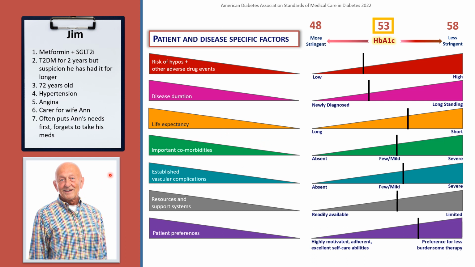Nice guidance. What they say is if your patient's on a drug that can cause a hypo, set it at 53. If they're not, set it at 48. But to be honest, there's so much more to a person than just whether or not they're on a drug that causes a hypo. So I hope you found that useful. So let's have a look at Jim's HbA1c now. Let's move on and have a look at that.